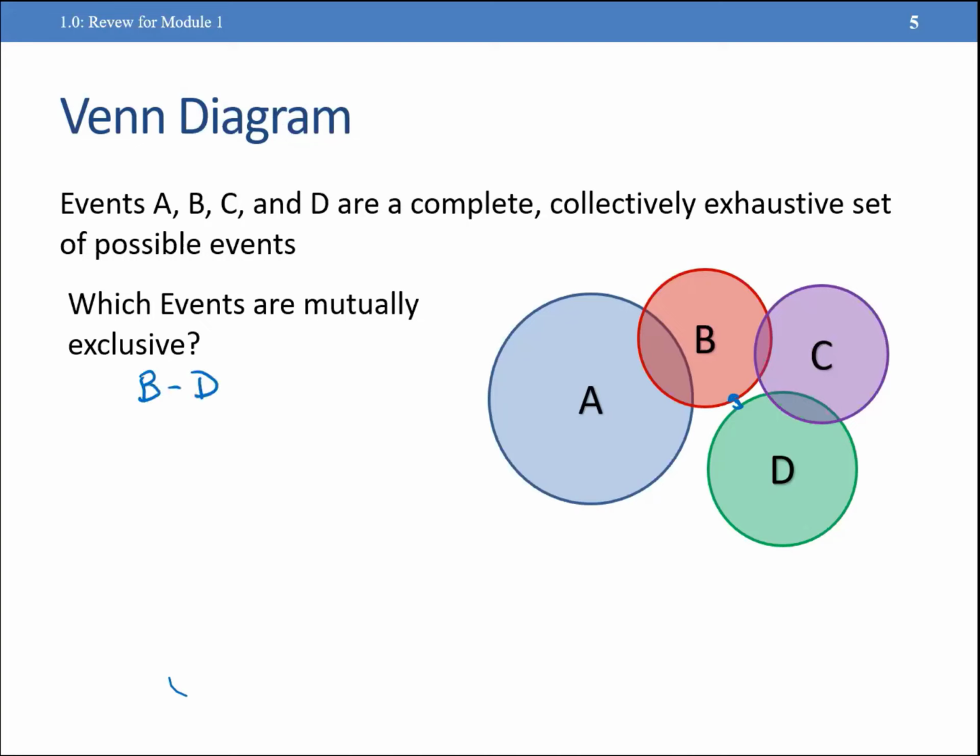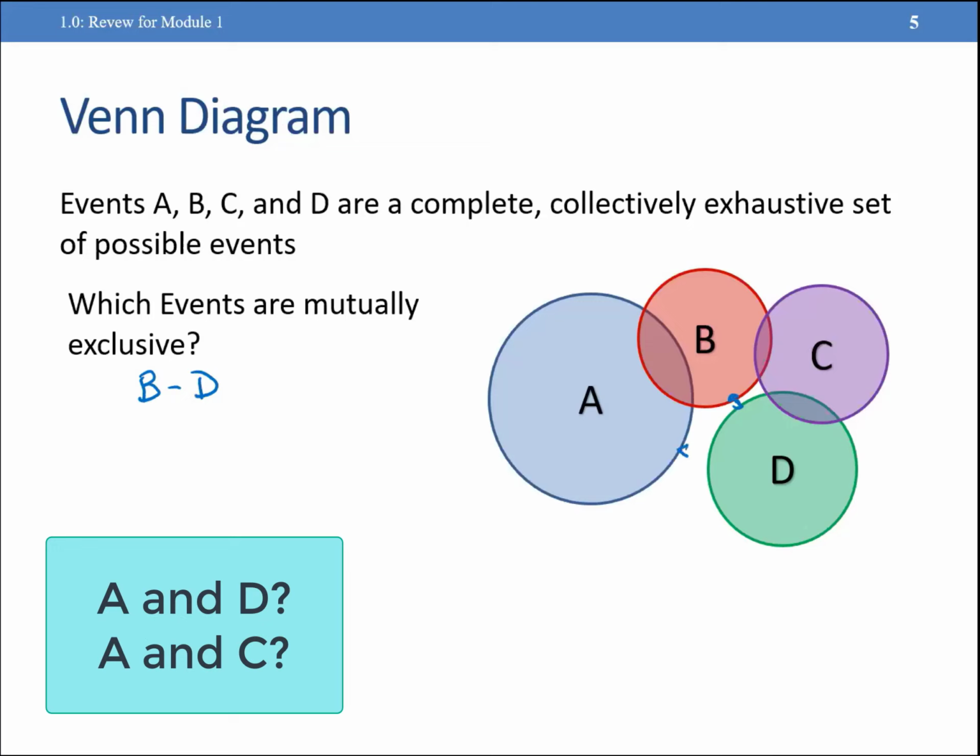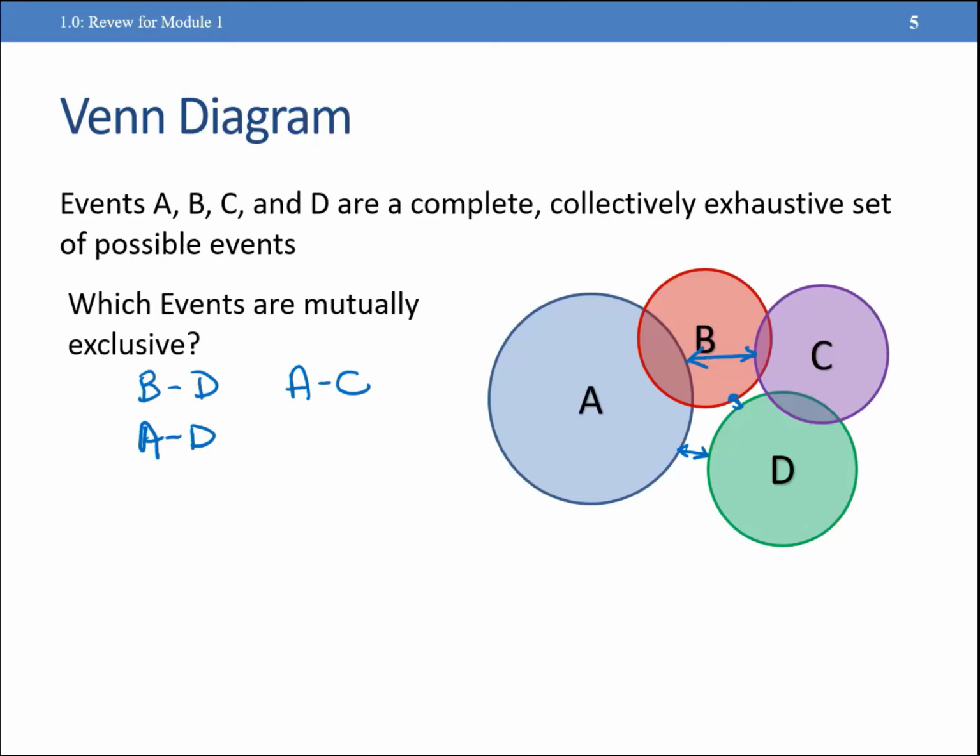Anything else that's mutually exclusive? That's right. In the chat, I see A and D. You can see that there's no overlap. And I heard someone say A and C. There's no overlap there as well. So those would be mutually exclusive.